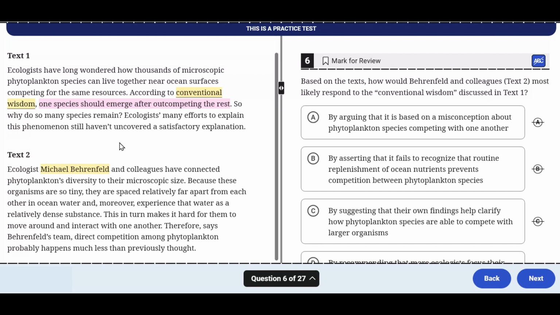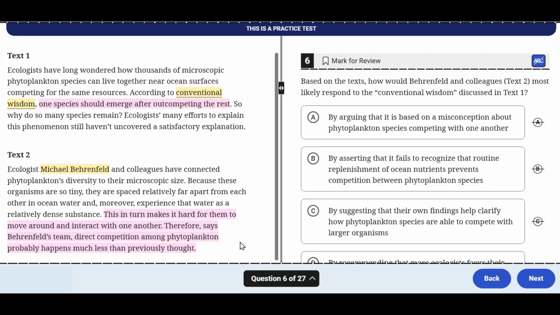So text 2. Ecologist Michael Barenfeld and colleagues have connected phytoplankton's diversity to their microscopic size. Because these organisms are so tiny, they are spaced relatively far apart from each other in ocean water and, moreover, experience that water as a relatively dense substance. This, in turn, makes it hard for them to move around and interact with one another. Therefore, says Barenfeld's team, direct competition among phytoplankton probably happens much less than previously thought.